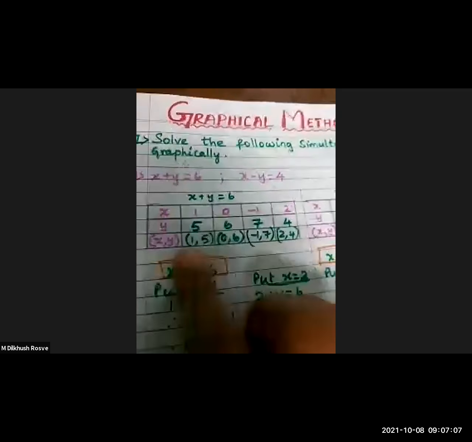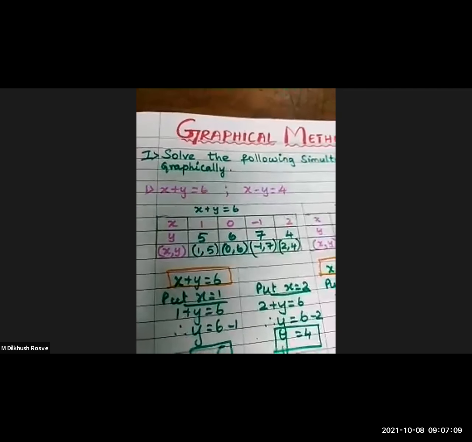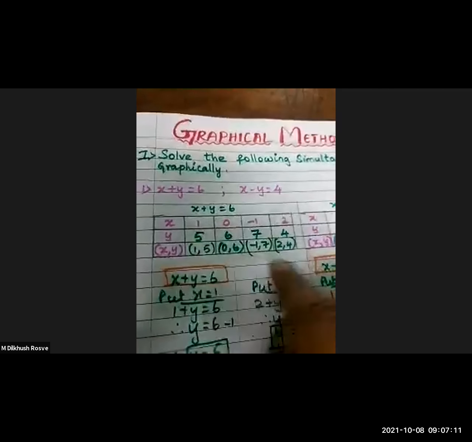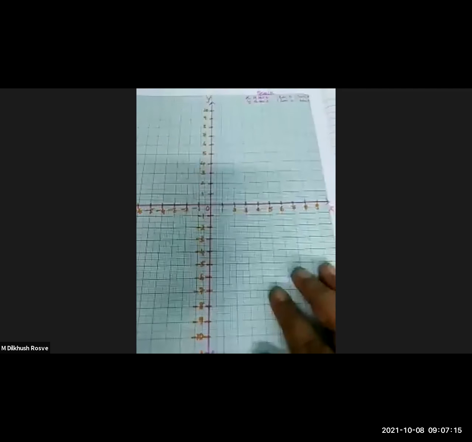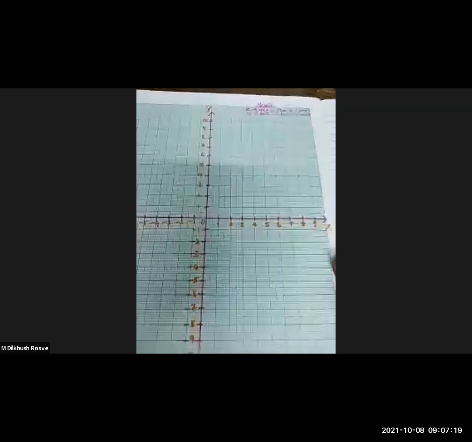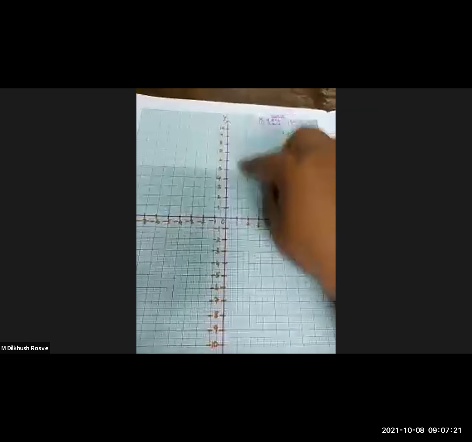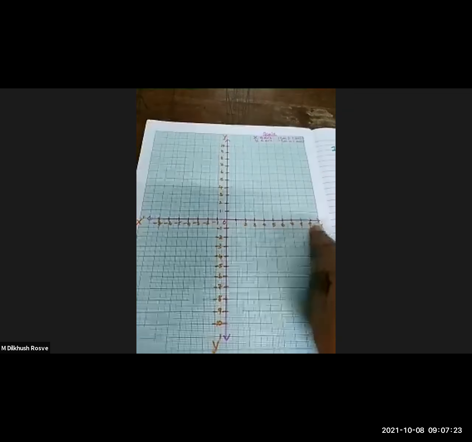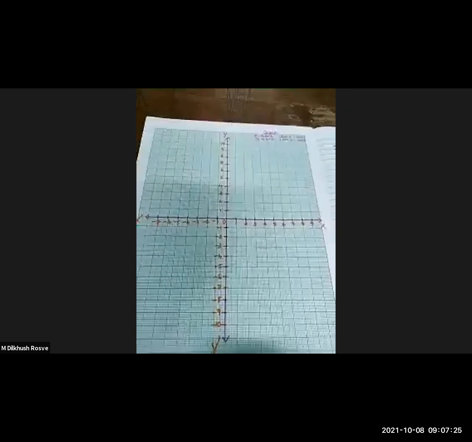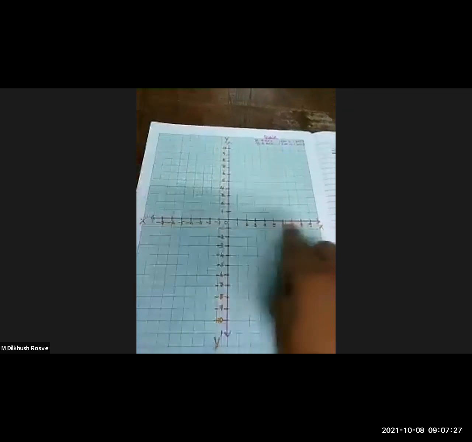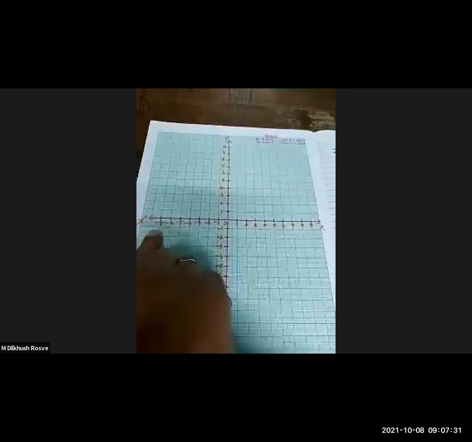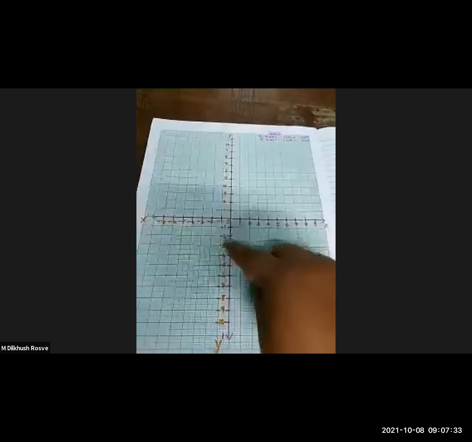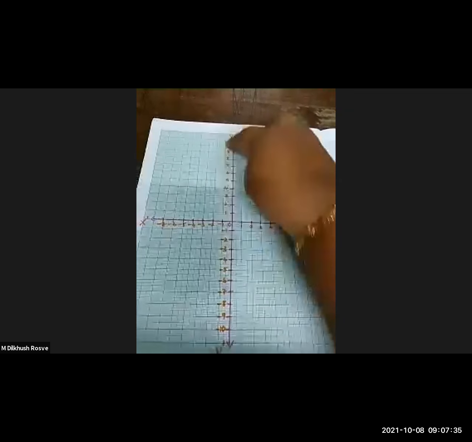So now we got the points. What is the next step? So we have to plot these points in the graph. Okay, so in the graph, what we have to do? We have to plot the points. Is it clear, children? So here I have already drawn the x-axis and y-axis. Please write here positive number, here negative number, here negative number, and here positive number.